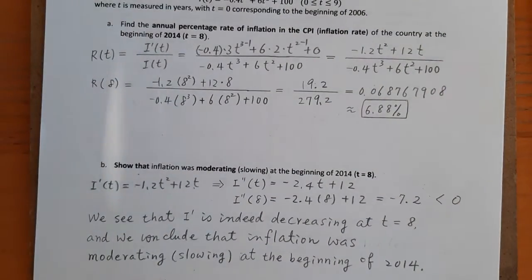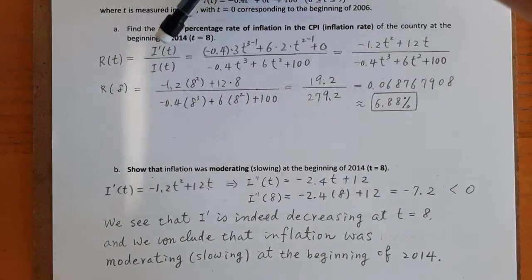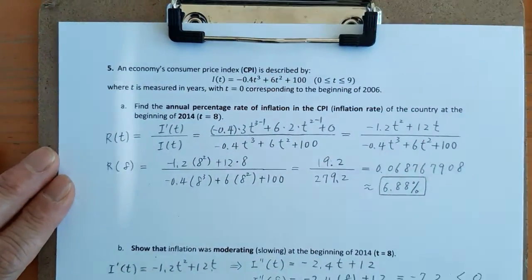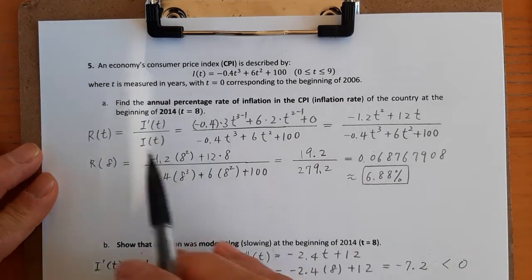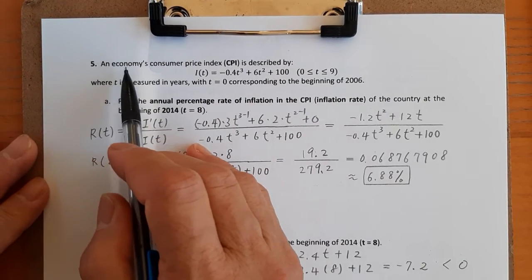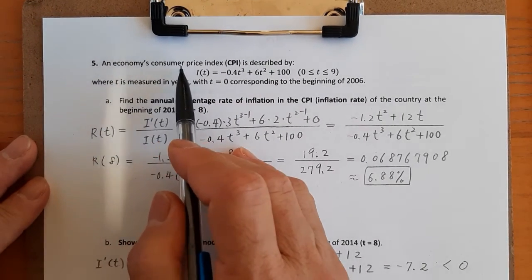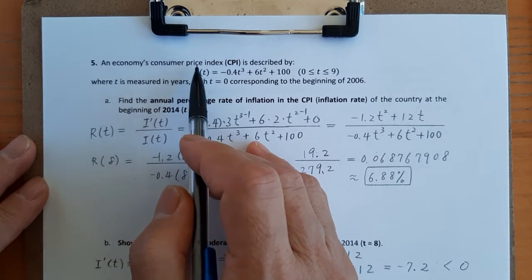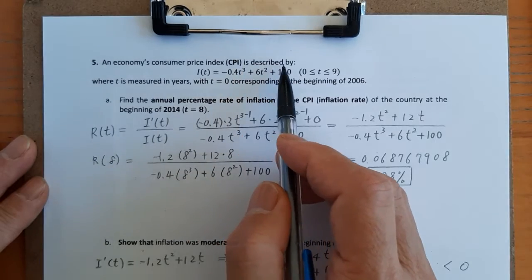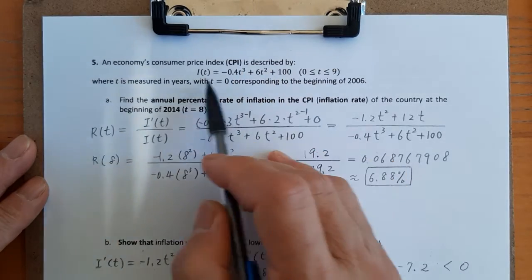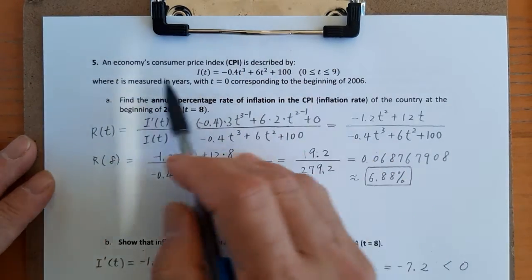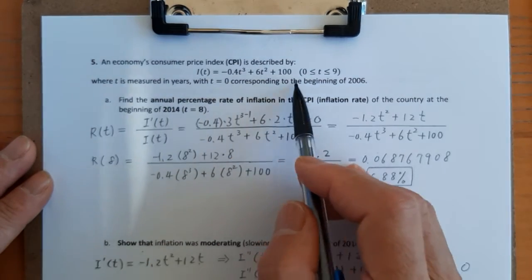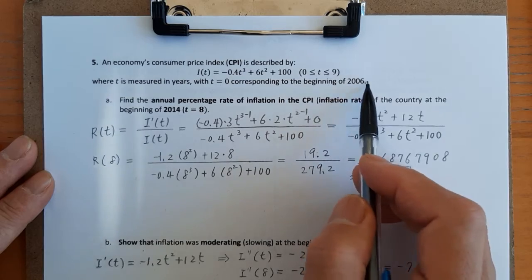Now next we are going to give one example. Number 5: an economy's consumer price index, CPI, is described by this function I of t. t is measured in years, with t equals 0 corresponding to the beginning of 2006.